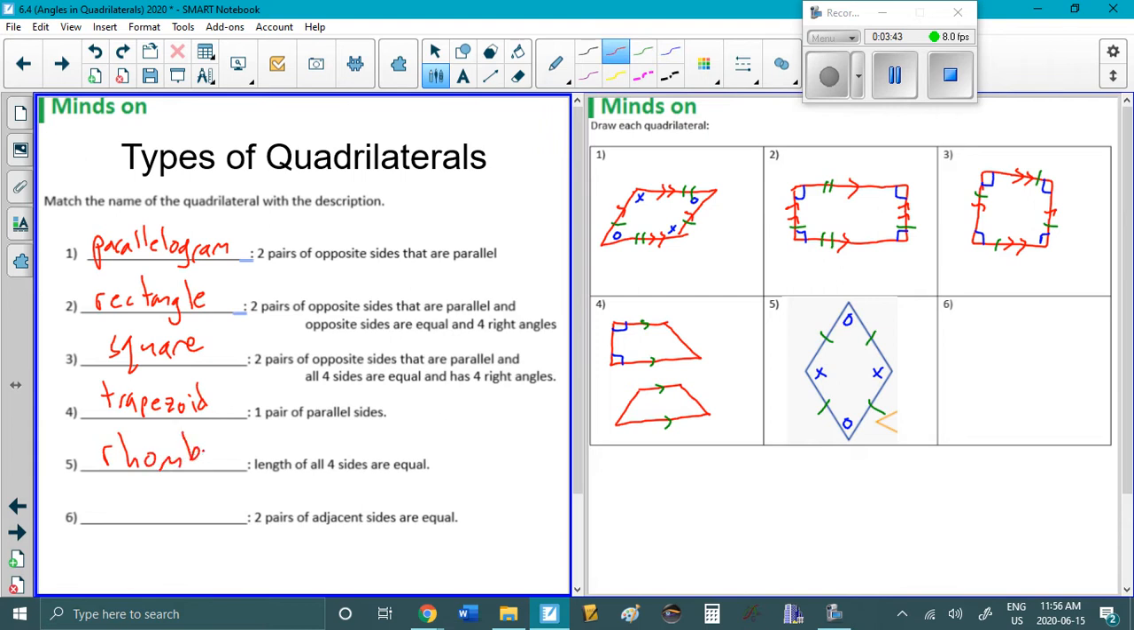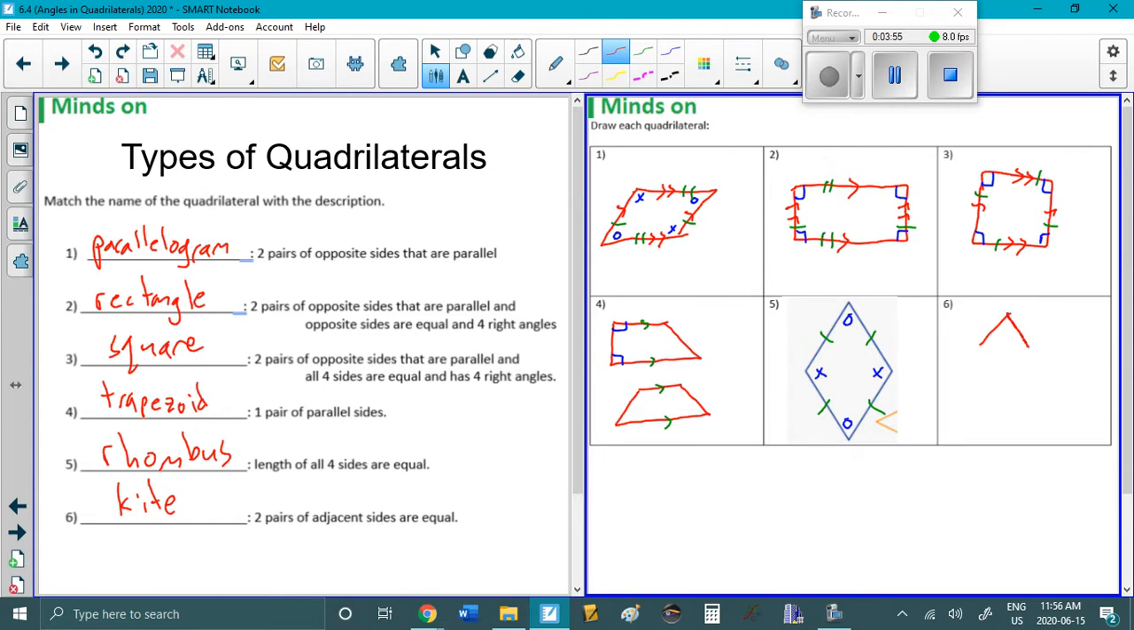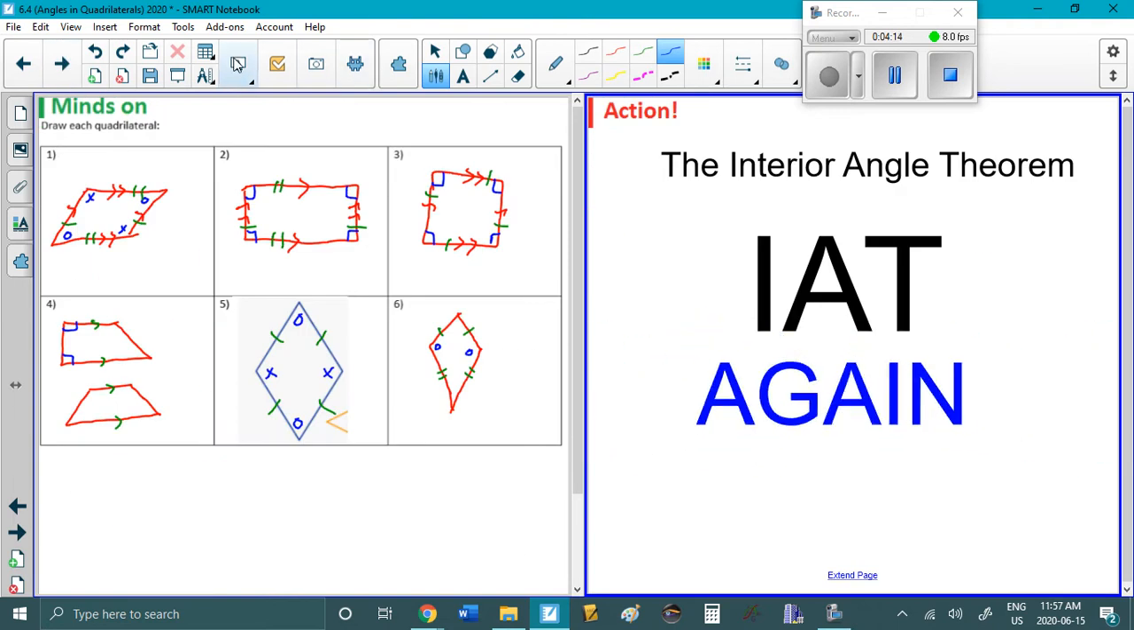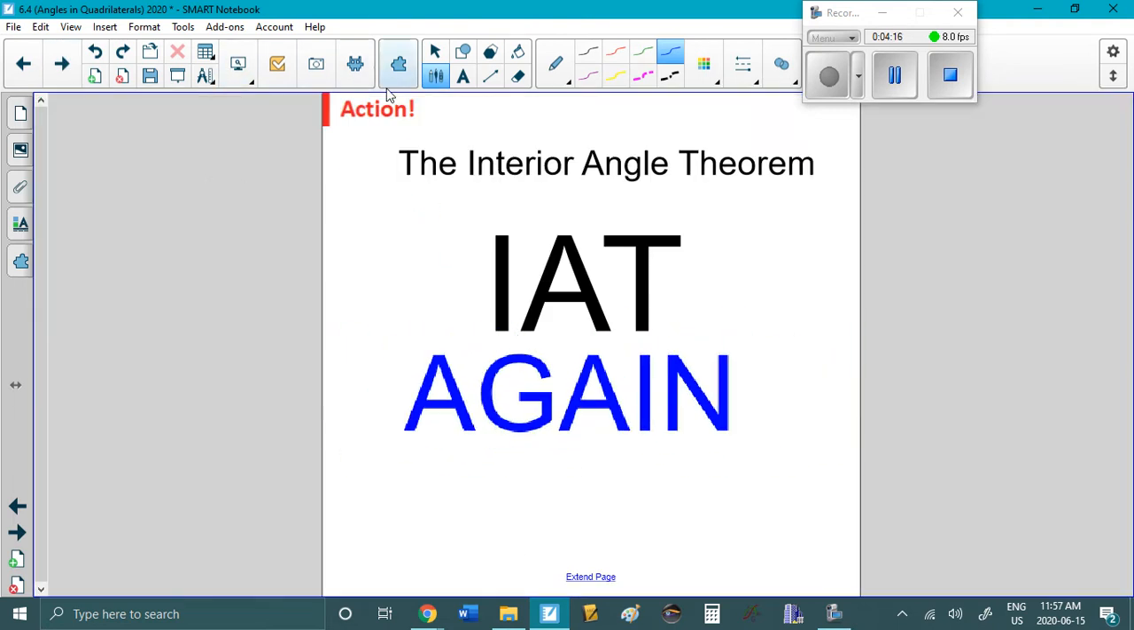And number six, two pairs of adjacent sides that are equal, and that is what's called a kite. And a kite is going to look something like this. So these two sides beside each other are the same, and these other two sides are going to be the same. So this should be like this. Equal, equal, equal. And what ends up happening with a kite is that this angle and this angle are also the same. All right.